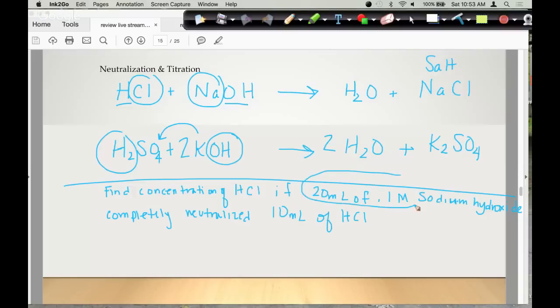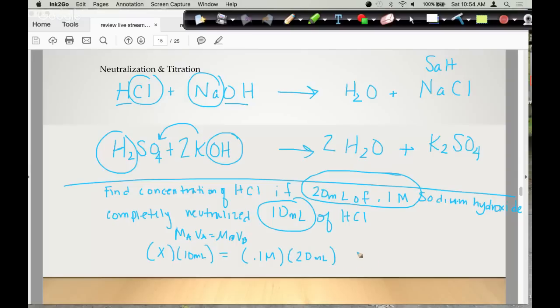20 milliliters of 0.1 means that those two numbers go together. The 10 is going to go with my X. The formula: MAVA equals MBVB. The molarity of the acid is what we're looking for. The volume of the acid is 10 milliliters. Molarity of the base is 0.1 molar.